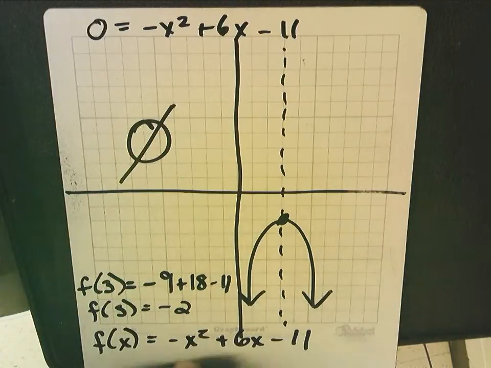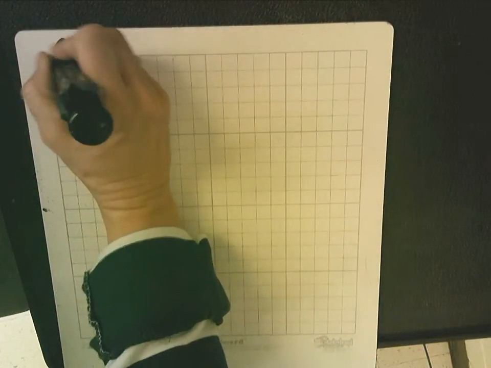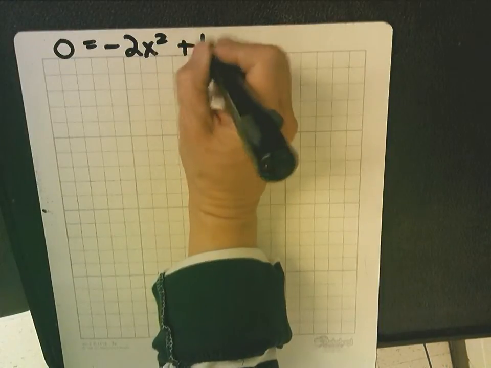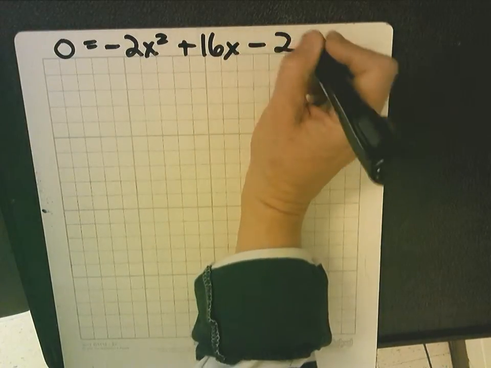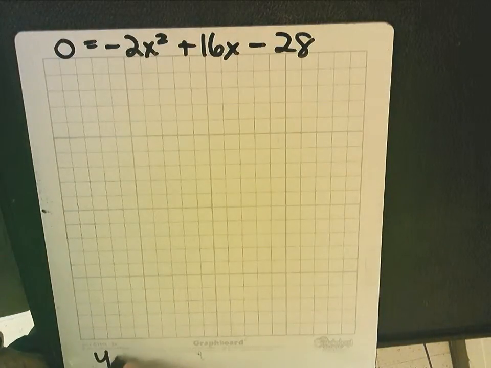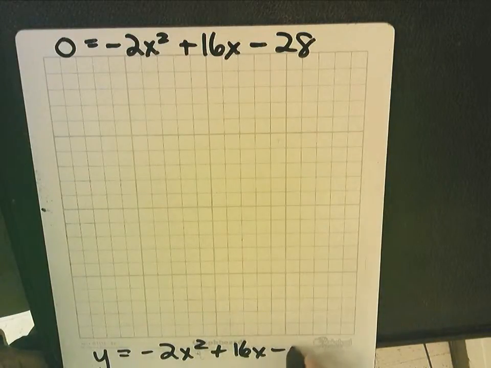Okay, now let's look at the next one. Now, the next one I'm going to have you do on your own. There is a solution and they're integers. We are going to do number 3 together, because this has a solution, but they are not integers. So I'm going to show you how I expect you to find the solution when they're not integers. So I'm going to graph my related function, which is negative 2x squared plus 16x minus 28.